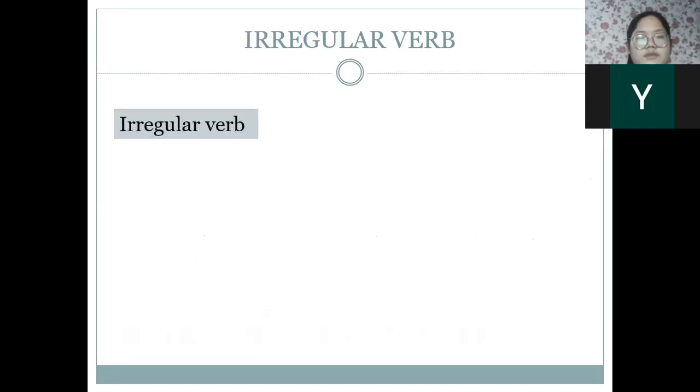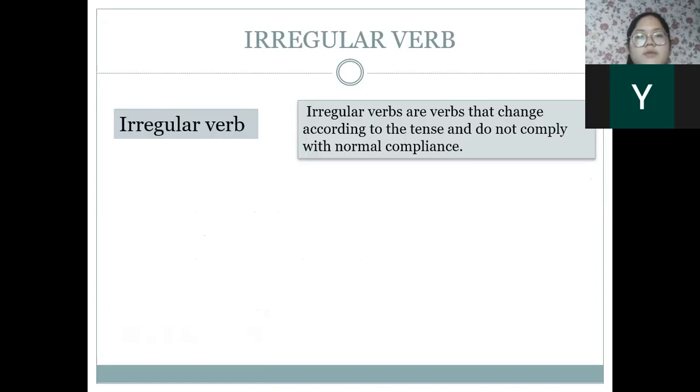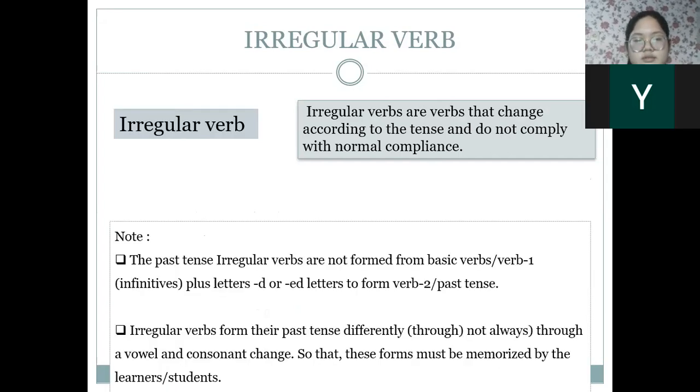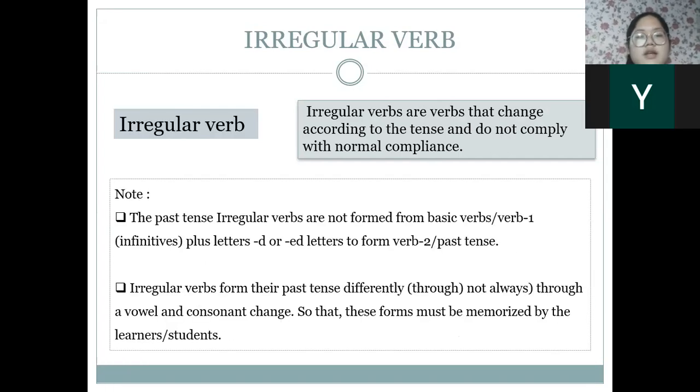So, irregular verbs. Irregular verbs are verbs that change according to the tense and do not comply with normal rules. The past tense of irregular verbs is not formed from the basic verb, or verb 1 infinitive, plus the letters d or ed to form verb 2 or past tense.